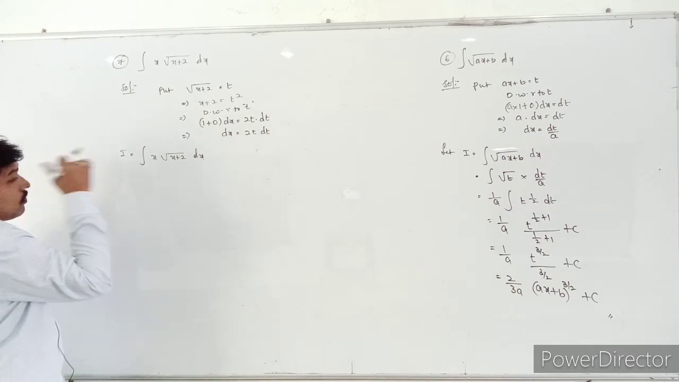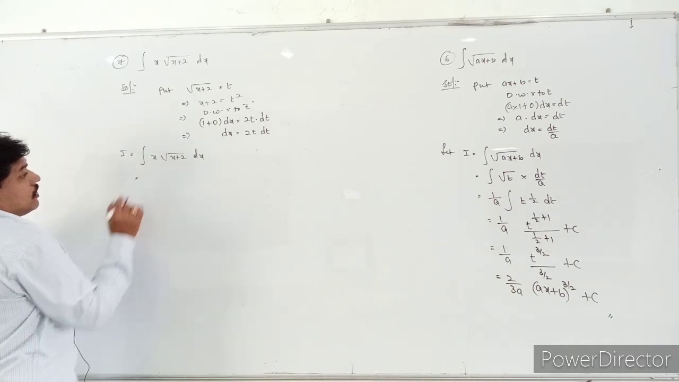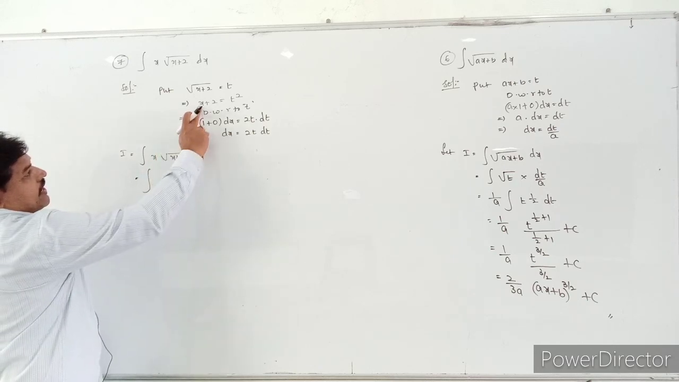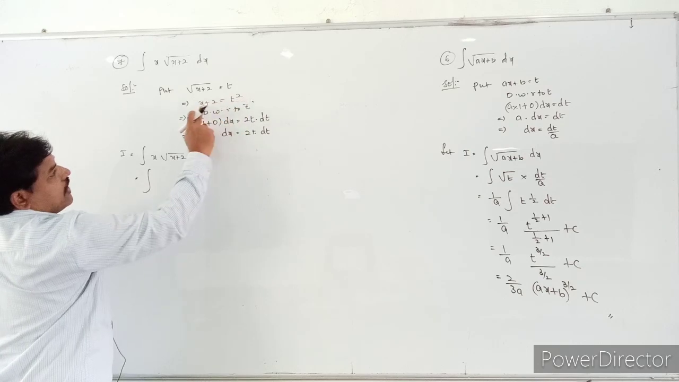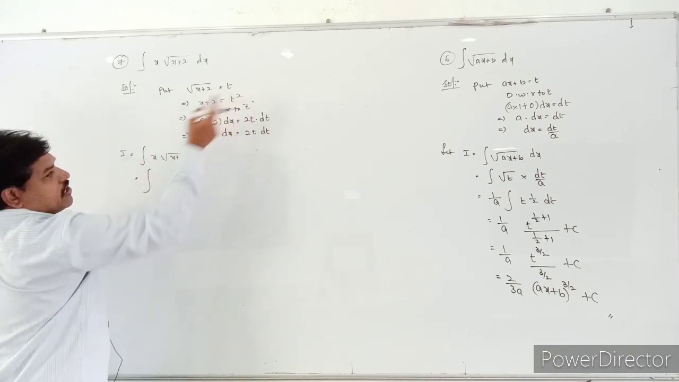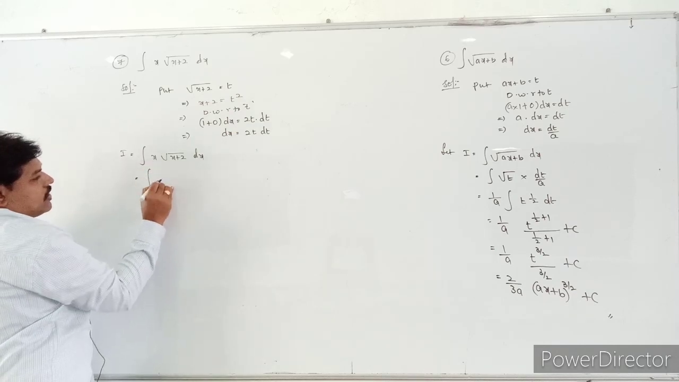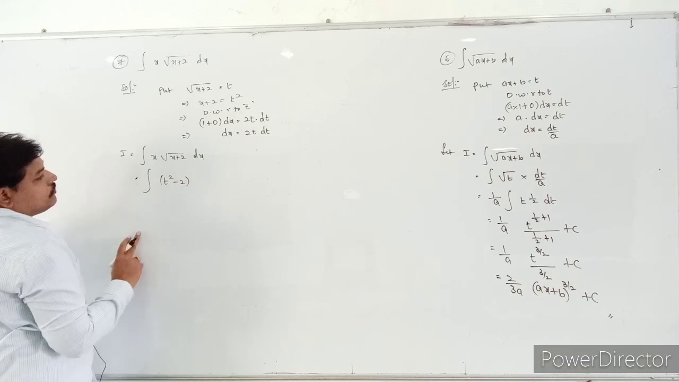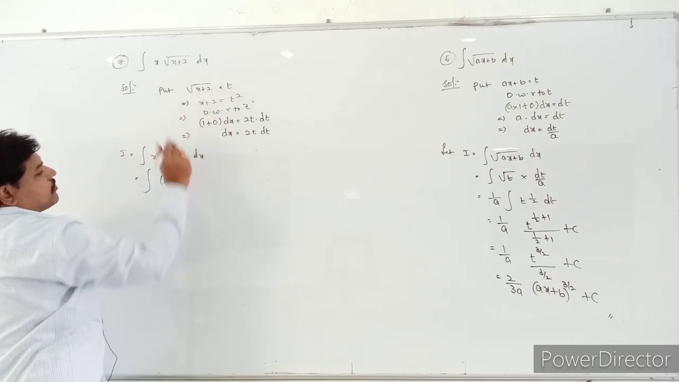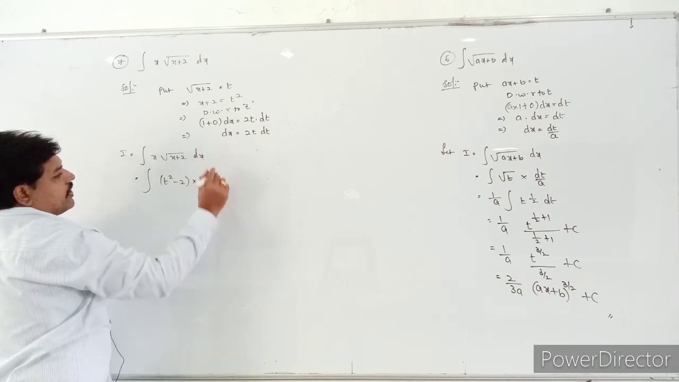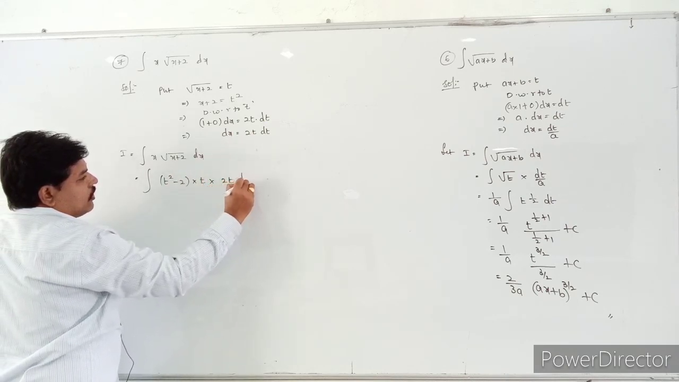See how to transform this into another form. Look carefully. What is the x value? X plus 2 is equal to t square, so x becomes t square minus 2. In this integral, we take t square minus 2 into root of x plus 2. Root of x plus 2 is t, into dx, and dx is 2t into dt.